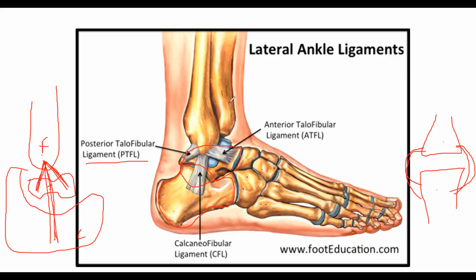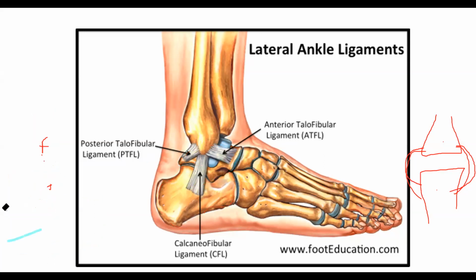Every bone should be connected to every bone by some ligaments. So laterally there are three ligaments. The anterior talofibular goes from the talus to the fibula. The posterior talofibular goes from the talus posteriorly to the fibula. And the calcaneofibular goes from the calcaneum to the fibula. So laterally there are three ligaments.